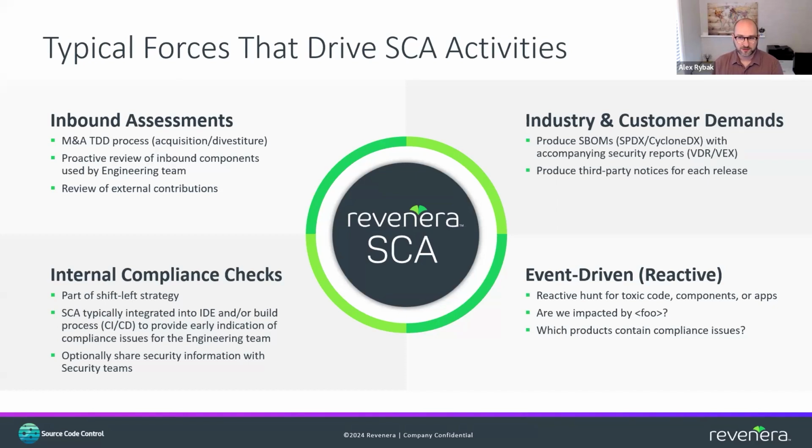On the bottom left, we have what used to be the main driver, which is internal compliance checks, right? This is what has always been a best practice, right? The idea is to make this part of your shift-left strategy, to incorporate SCA as part of your build pipelines, as part of your development environment for engineers. So before they check in code, as part of the build, as part of automated testing, get an assessment of where you are early and often, right? And often out of these activities, there's going to be information shared with security teams to coordinate this data along with other security tools like SAST, DAST, and Pentest to make sure that you have a complete view of all your security risks.